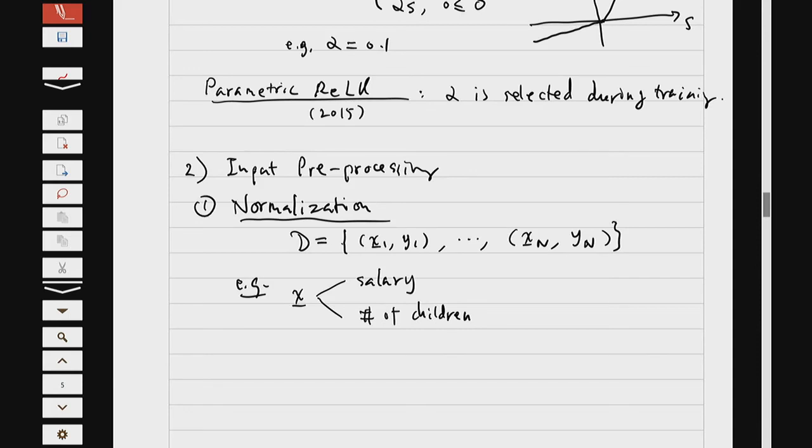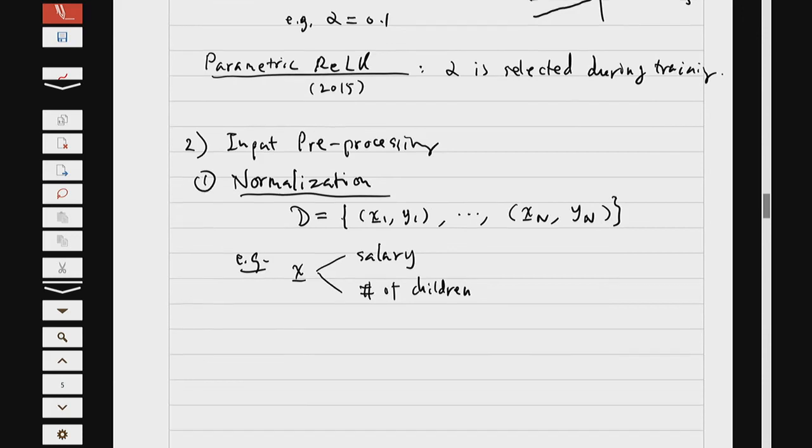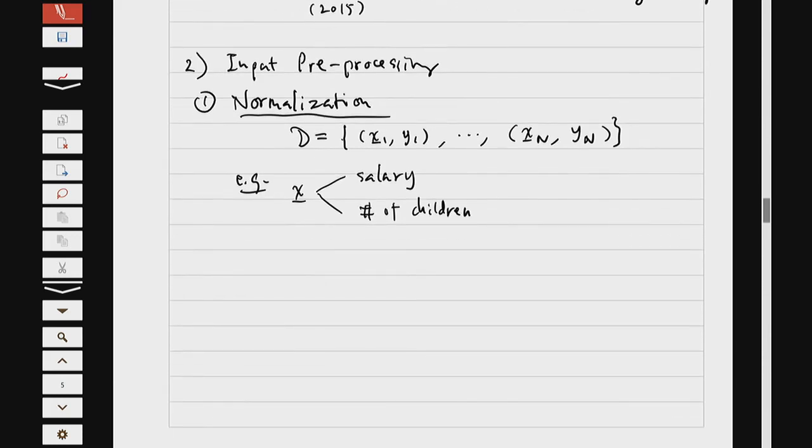Therefore, we want to normalize them so that they are all on the same scale before you pass your input data into the neural network. That makes sense, right? So the question is, how do you normalize? It turns out that we have done this a lot of times, maybe in your probability course. How do you normalize a random variable to a zero mean, unit variance random variable? Shift the mean and divide by the standard deviation, right? That's all that you need to do.